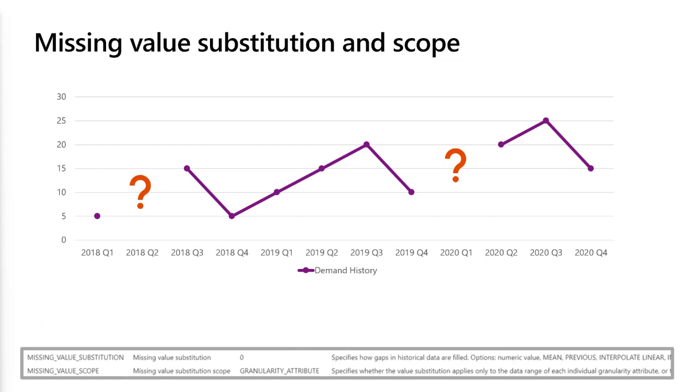The other thing we need to decide is the scope of the missing value substitution choice that we just made. We can apply it for our whole history, for the date range of our forecast run, or just for a specific granularity attribute, which we mentioned as a concept earlier. In the vast majority of cases, we recommend using the global setting here, which applies the substitution to all of our data.